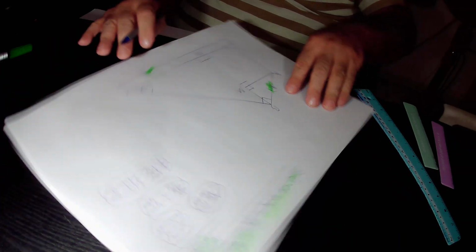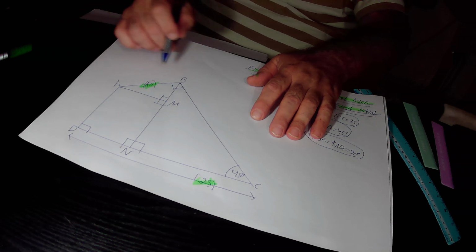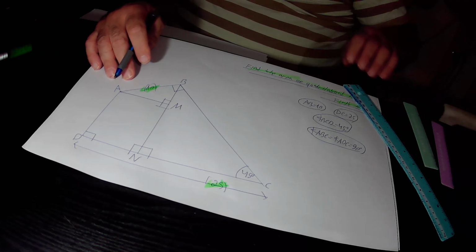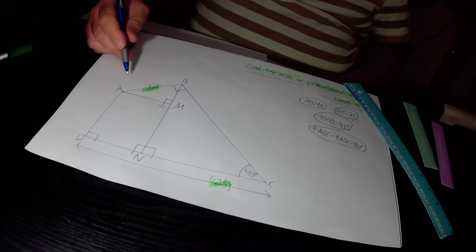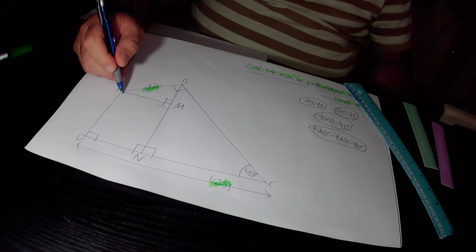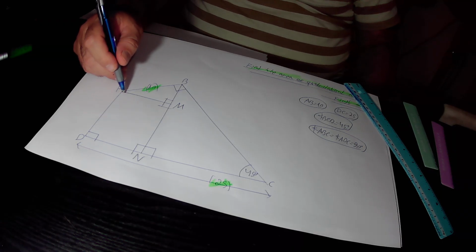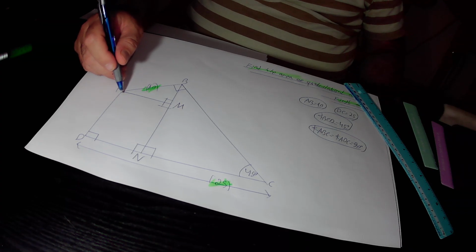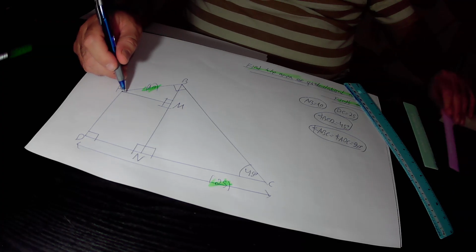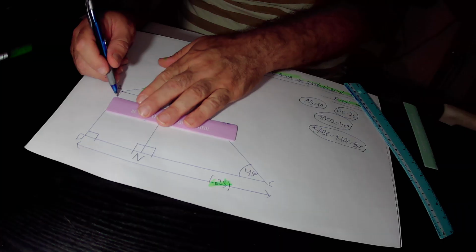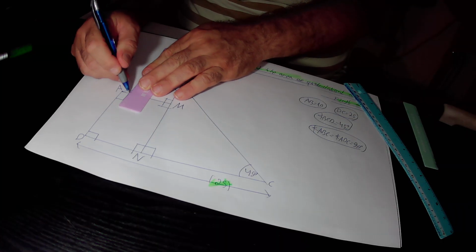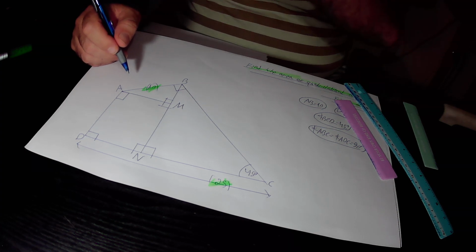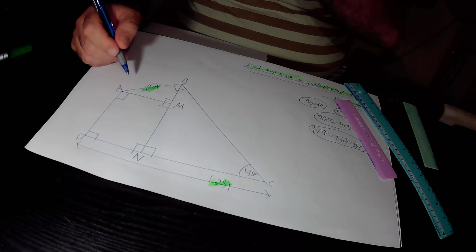By doing this construction, we get quadrilateral AMND. In quadrilateral AMND, we have 1, 2, 3 right angles. The sum of 3 right angles is 270 degrees. So 270 degrees plus the size of this fourth angle, in total it must be equal to 360 degrees, according to the rule that the sum of the angles in any quadrilateral is equal to 360 degrees. Therefore, this fourth angle must be equal to 90 degrees in its size. So inside quadrilateral AMND, we have 4 right angles, and therefore quadrilateral AMND is a rectangle.